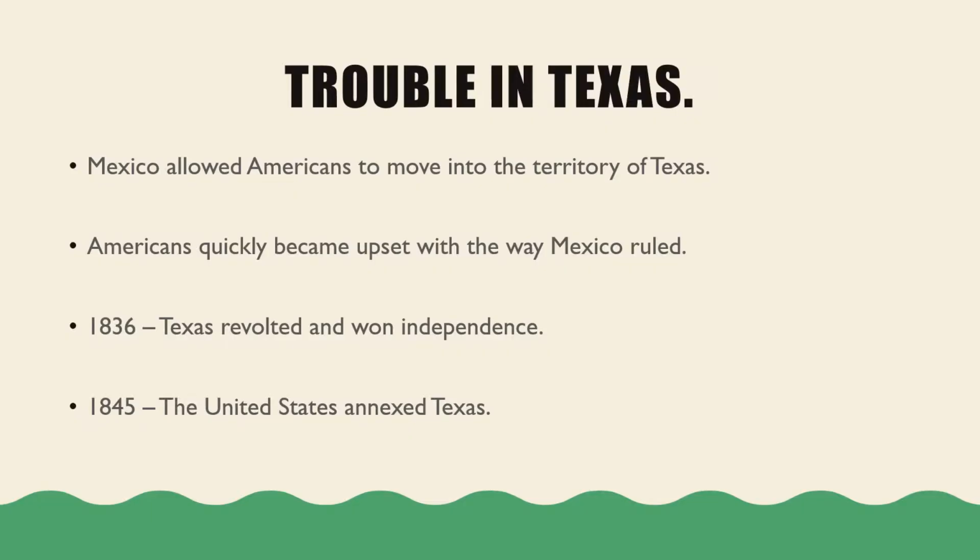Trouble in Texas. Mexico allowed Americans to move into the territory of Texas. Americans quickly became upset with the way Mexico ruled. 1836, Texas revolted and won independence. 1845, the United States annexed or took control of Texas. Annex basically means taking control of something for yourself.